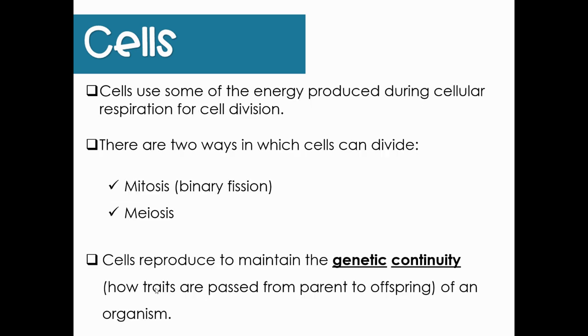Now, cells use some of the energy produced during cellular respiration for cell division. And there's 2 ways that cells can divide. We talked about both of these this year. So we have mitosis, and then we also have meiosis, or meiosis, as some people pronounce it.